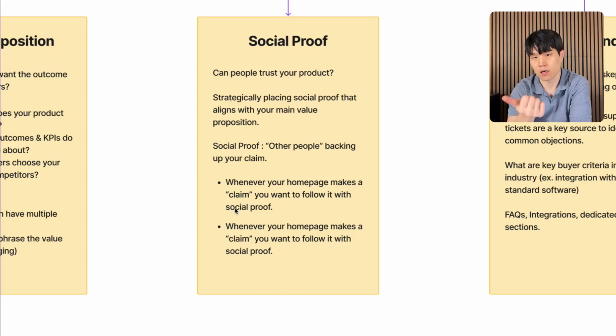And one thing that I cannot emphasize enough is that there can't be too much social proof. The more social proof you have, it's almost always better. Social proof is like the bread and butter of your homepage. So whenever your homepage makes a claim, whether it's in the hero section or whether it's in the feature sections, you want to immediately back it up with more social proof.